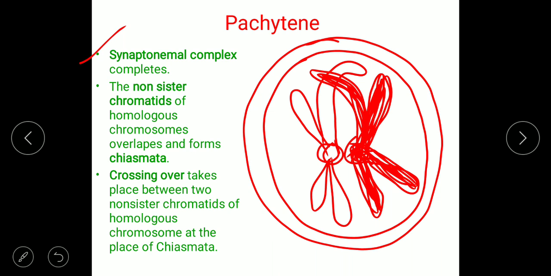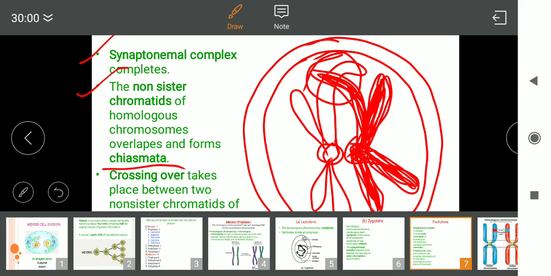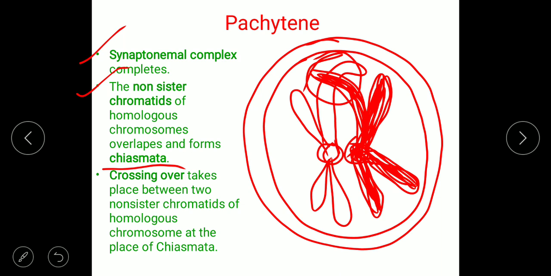At this phase, the non-sister chromatids of homologous chromosomes overlap and form chiasma. This position is known as chiasmata. This cross-like structure, we will term it as chiasmata, overlapping, and crossing over takes place between two non-sister chromatids of the homologous chromosome at this place of chiasmata.